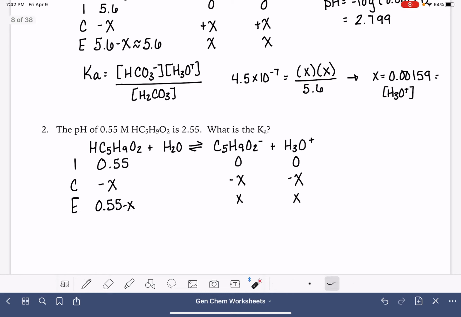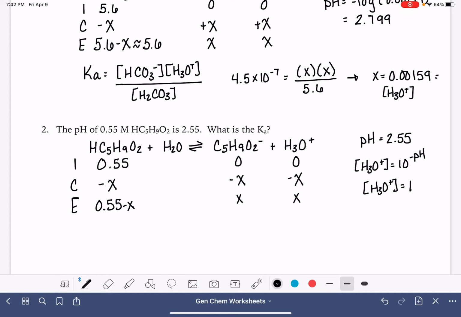So this problem is a little different in terms of what we're being asked to come up with. We're being asked to solve for Ka. It tells us that the pH of the solution is 2.55. And that means, since we know the pH, we actually have the ability to calculate H3O plus. To get H3O plus, all we have to do is take the anti-log of the pH, 10 to the negative pH. So our H3O plus concentration for this is 10 to the negative 2.55. That is our value of H3O plus at equilibrium.